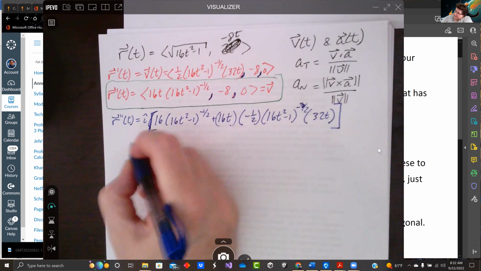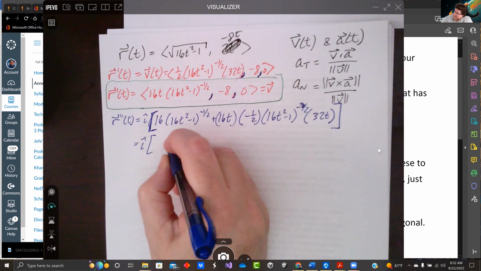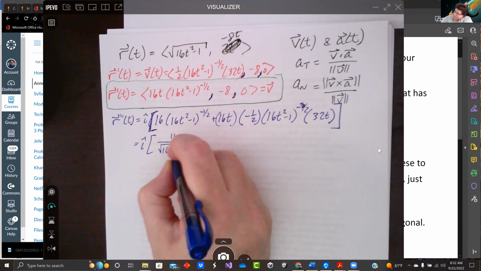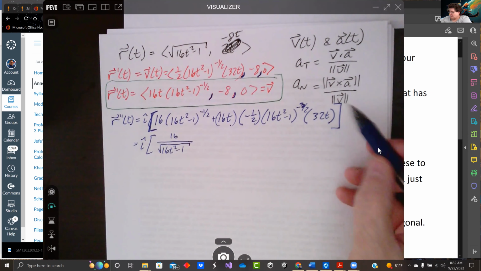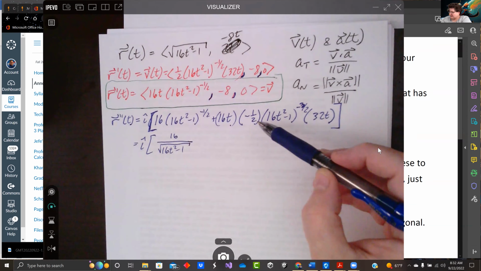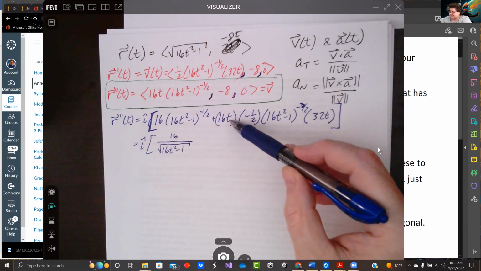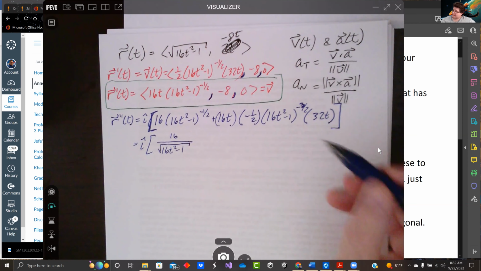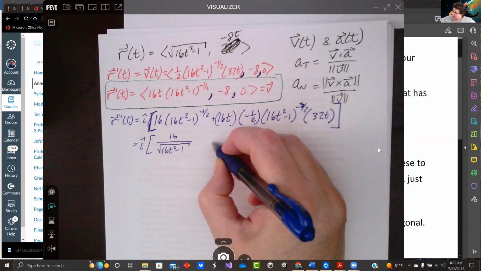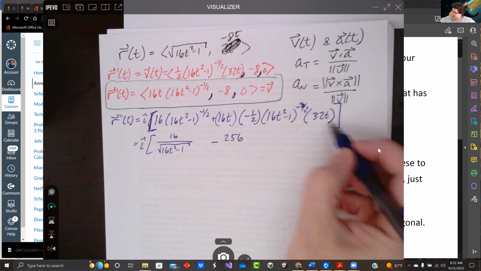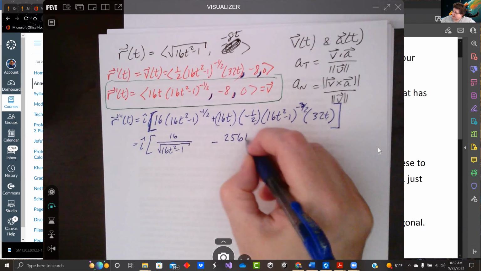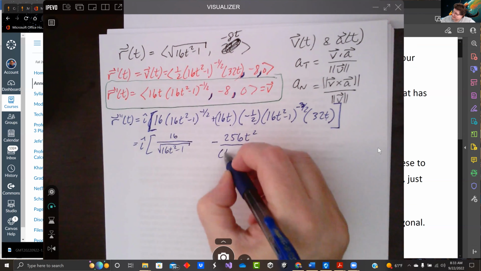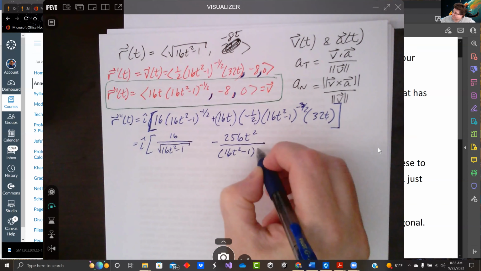So again, this is i. I've got 16 over the square root of 16t squared minus 1. And then I've got 16 times negative 1/2, which is negative 8t. And negative 8 times 32 is negative 256. So I've got a minus 256. I've got 2 t's on top, so t squared. And the bottom has 16t squared minus 1 to the 3/2.